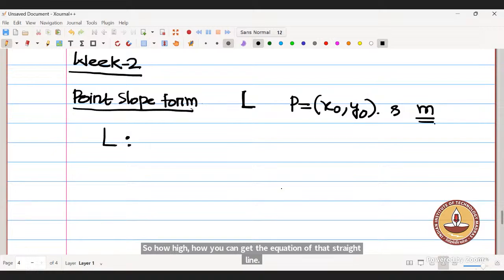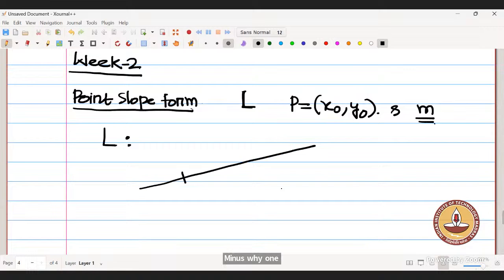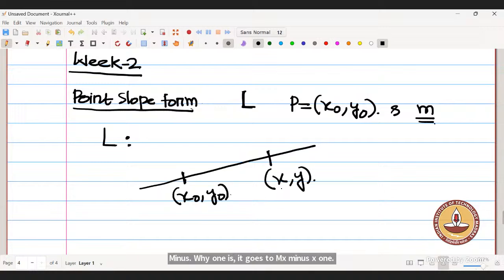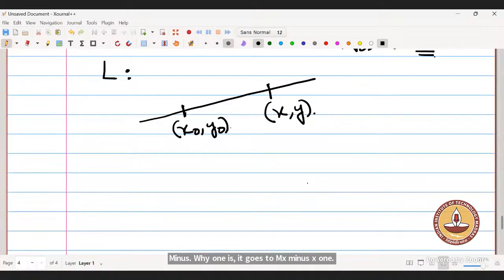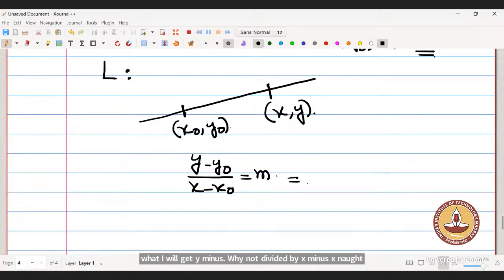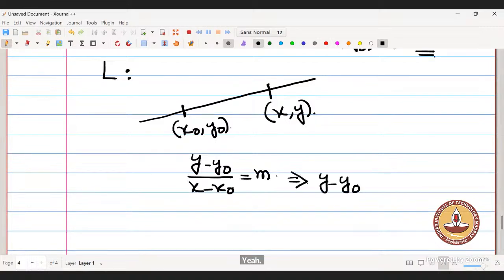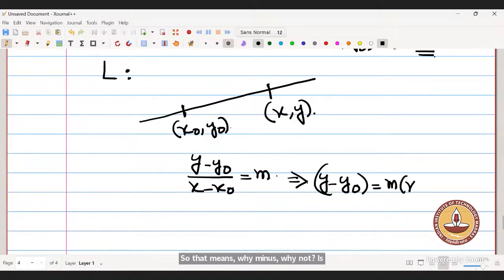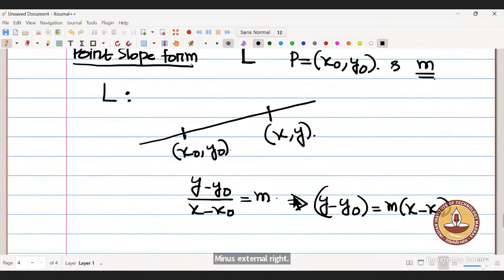So how you can get the equation of that straight line? y minus y1 is equal to m times x minus x1. So this is your x0 and y0. If I pick any point in this line, and I take the difference of the y-axis and quotient with the x-axis, what I will get: y minus y0 divided by x minus x0 is equal to m, right? So that means y minus y0 is equal to m times x minus x0, right?